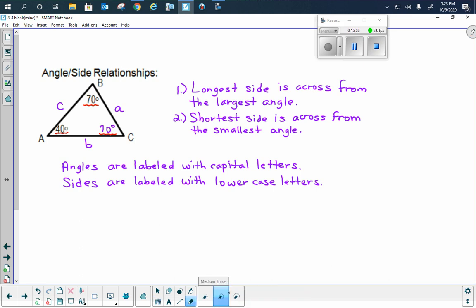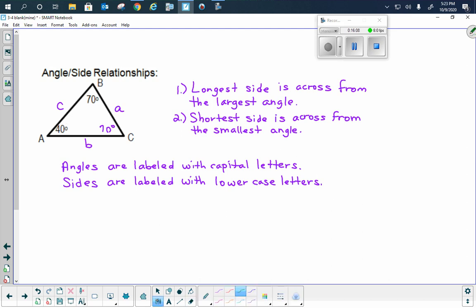Now let's reverse that, because of our relationship between angles and sides. What if I ask you for sides? If I ask you for the shortest side, I hope you're going to tell me the shortest side is across from the smallest angle. Since 40 is the smallest angle, side lowercase a is the shortest side. I'll get rid of that to not confuse your picture again.